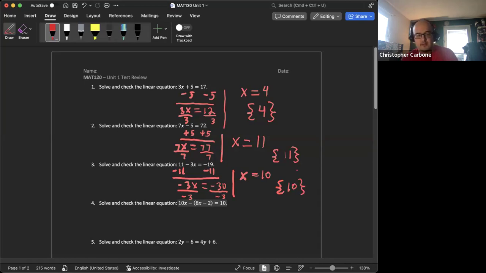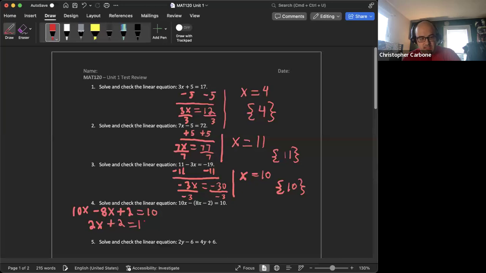10x minus, and then in parentheses, 8x minus 2 is equal to 10. So you would first distribute this negative 1 that's in front of the parentheses. So I'll write that one over here to give myself more room. 10x minus 8x plus 2 is equal to 10. Combine the 10x and the negative 8x. That makes 2x plus 2 is equal to 10.